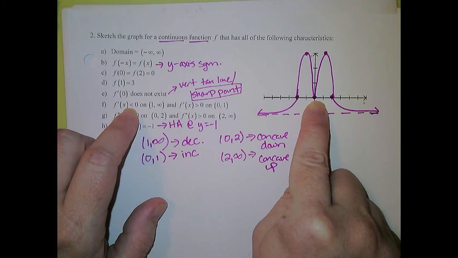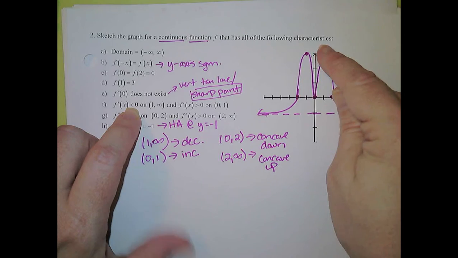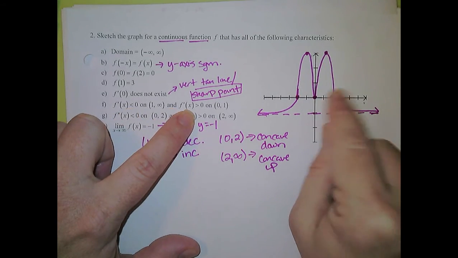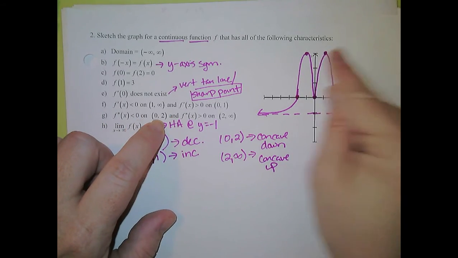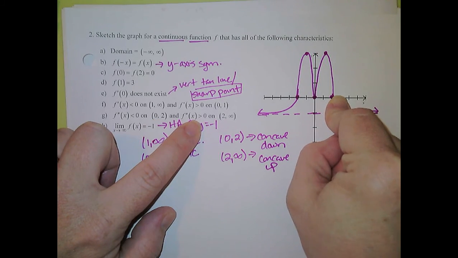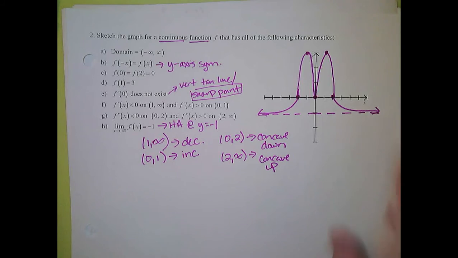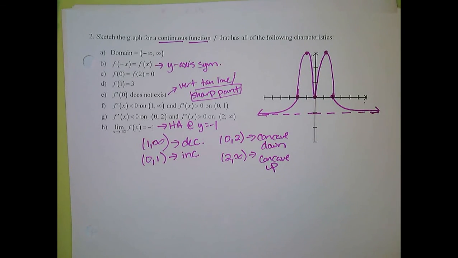The derivative is negative from 1 to infinity, so the graph is decreasing from 1 to infinity. Got it. And positive from 0 to 1, increasing from 0 to 1. Got that. The second derivative is negative from 0 to 2, so concave down from 0 to 2. And then positive from 2 to infinity, so concave up from 2 to infinity. And our graph is approaching negative 1 as our x values increase without bound. So it meets all of our conditions.